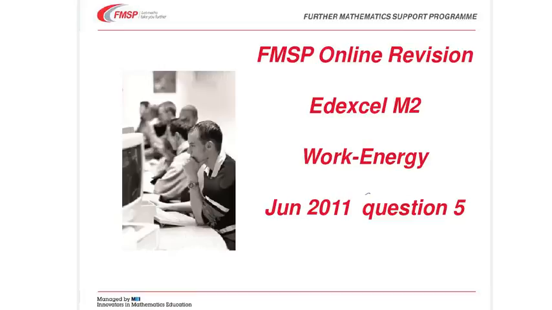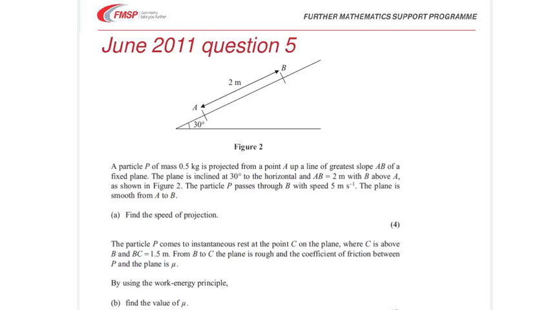This video will look at the solution of Edexcel M2 June 2011 question 5, and the question is on the topic of work and energy. Here's the whole question, but it's effectively in two parts, which I put onto separate pages so that we've got some room to work around it. Basically the question is about projection of a particle up a slope. The first part involves a smooth slope, but part B brings in friction and therefore work done against friction. So let's look at the parts in detail.